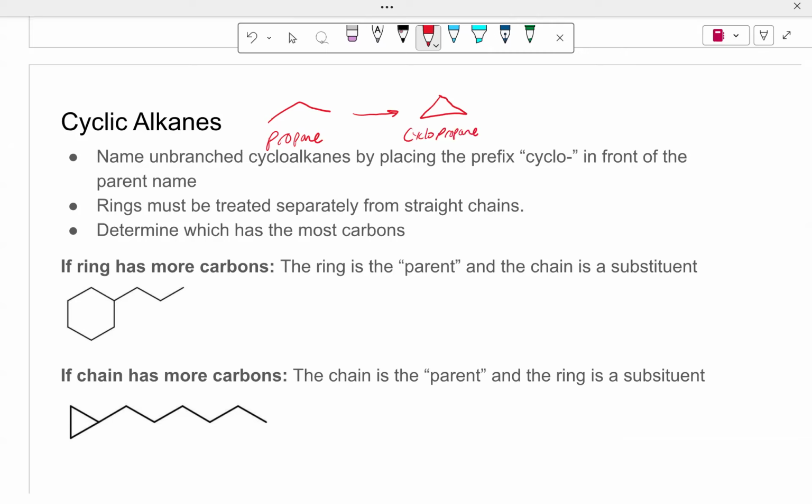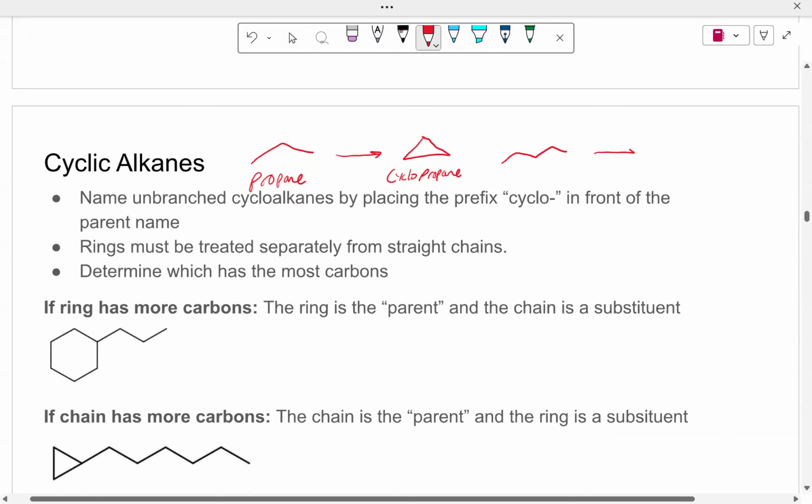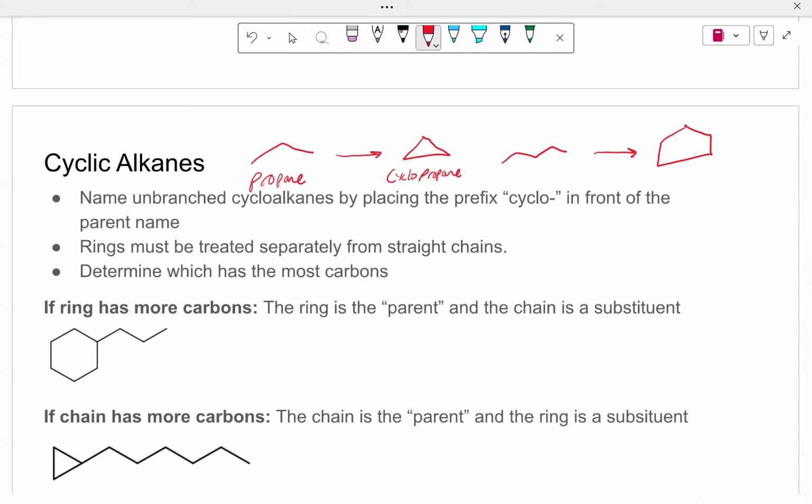And for cyclic alkanes, their skeletal structures adopt however many carbons they have, making that number of members in a ring. So if we took pentane and made it into a ring, connecting the two ends, we'd make a 5-membered ring, which is a pentagon. So we would call that cyclopentane. And that becomes the parent name.